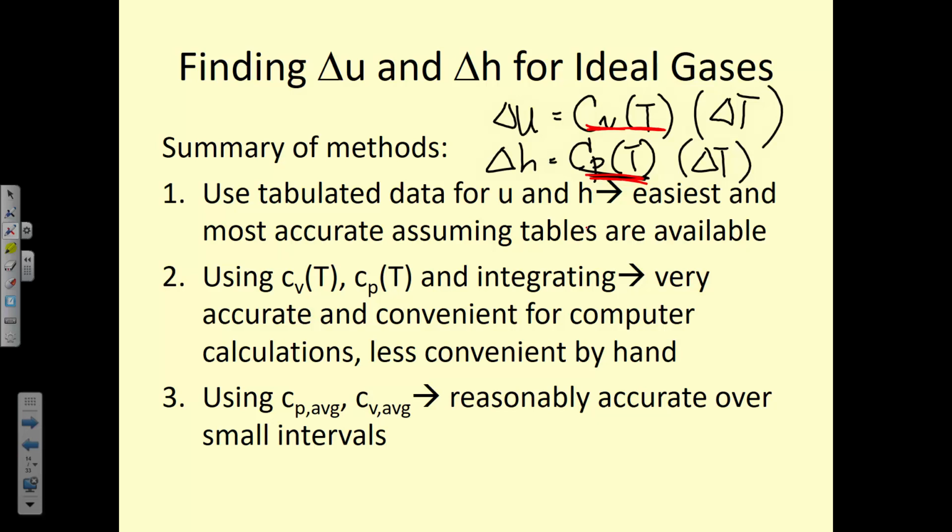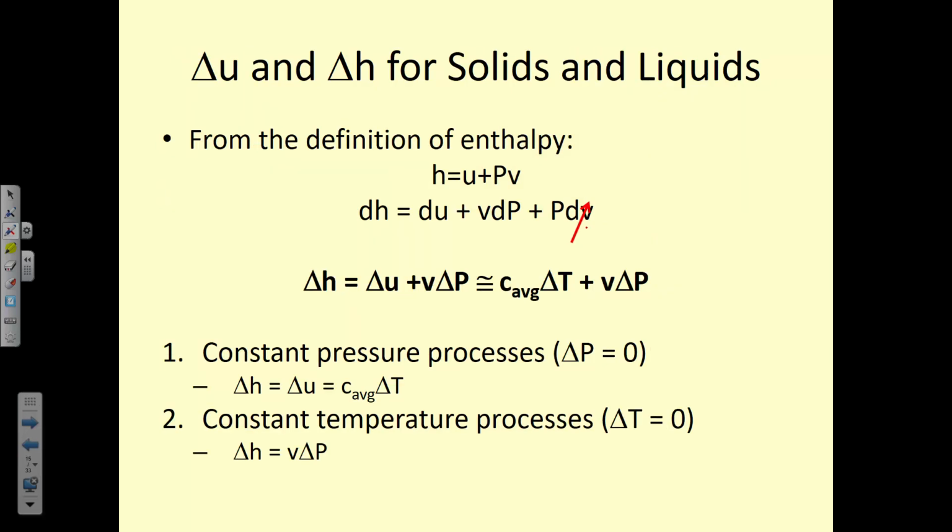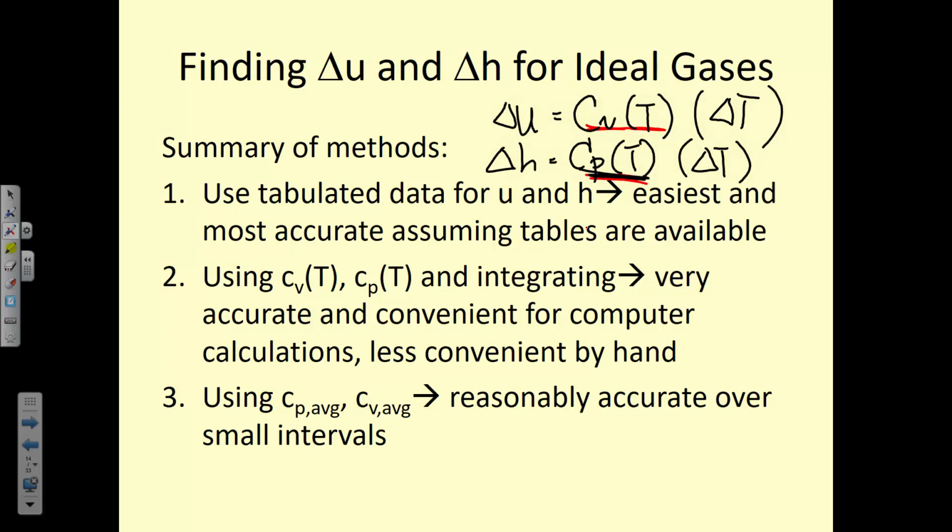However, instead of finding this functional relationship, you can say, okay, I know that C sub P is changing over my temperature interval, so I'm just going to assume an average value. And you can do that 2 ways. One way is you can say that C sub P at state 1 plus C sub P at state 2, over 2. So you can average it that way.